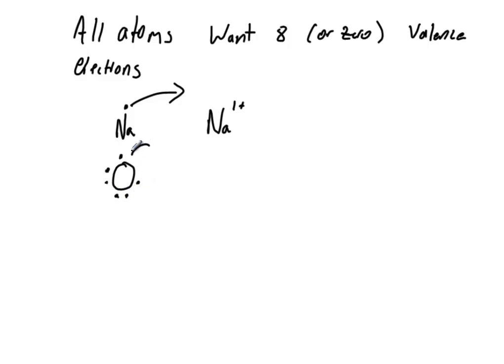Oxygen with 6 valence electrons, okay, it's not going to give anything away. It's closer to having 8. It'll take an electron here. It'll take an electron here. So we end up with 8 valence electrons, 1, 2, 3, 4, 5, 6, 7, 8. But now it's a 2 minus charge. Okay, it took 2 negatives, so now it's a 2 minus ion.